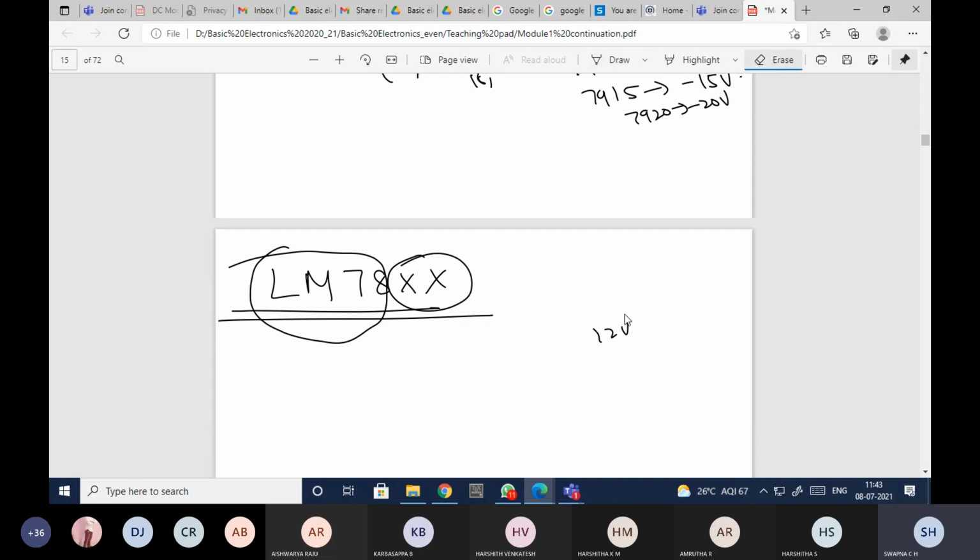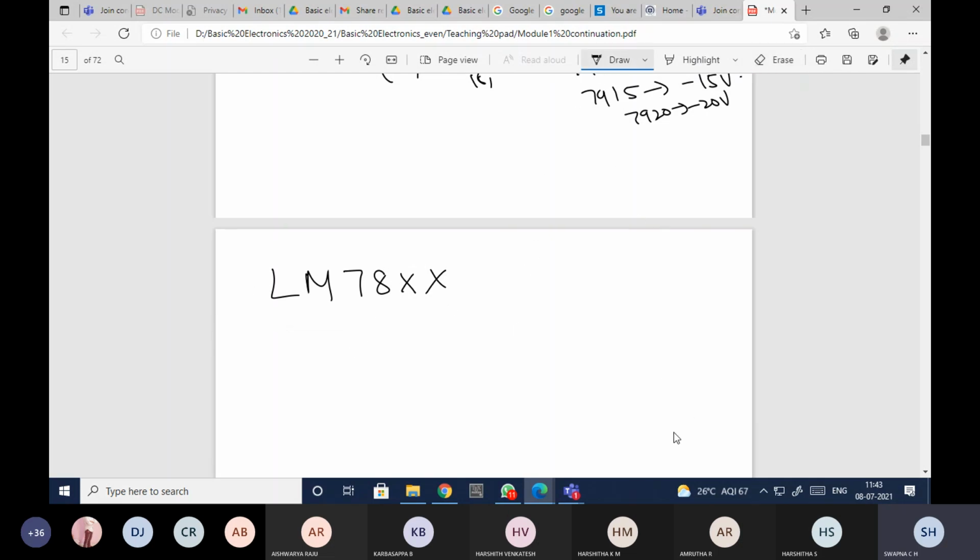So in tomorrow's class, I'll explain the circuit because I have the circuit for this. Right now if I just start, I'll not be able to finish it in the stipulated time. So I'll teach you this LM78xx tomorrow. This is the last topic of the module. After this I will start module 3. I'll leave module 2, I'll start module 3, and in module 3 we'll be studying op amps and their applications. Okay, so let me finish module 3 and then go back to module 2.